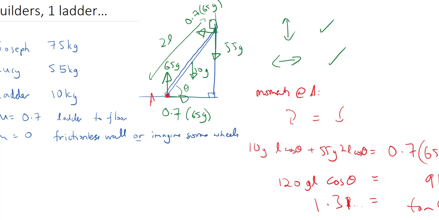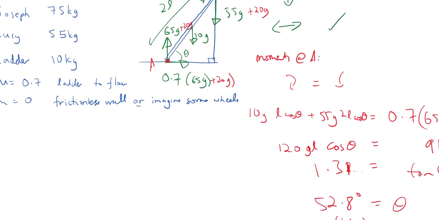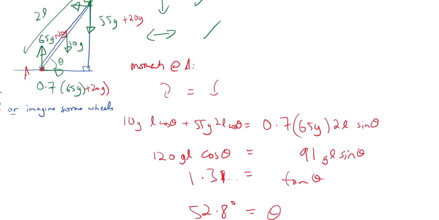What happens? Well, if this was now 75, this would then be 85, so an extra 20 here. So what we could do is add 20g, which means the friction is bigger, and so this reaction is bigger. Mass of the ladder stays the same. If you do that over here, you'll realize which ones get bigger. Well, that stays the same. And then 55g, this gets bigger. This gets bigger.